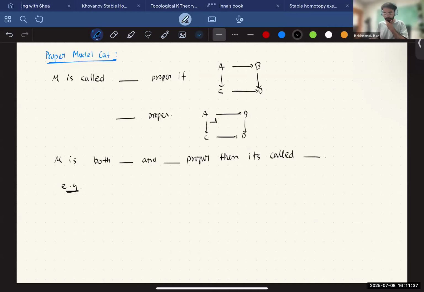Now let's focus on the next notion of your model categories, what Quillen did for us, your proper model category. But let me take a break before that.